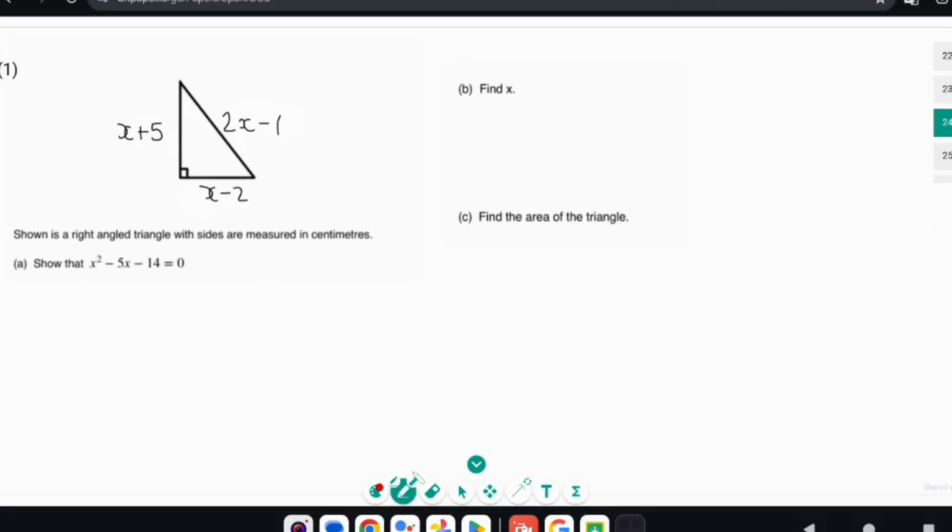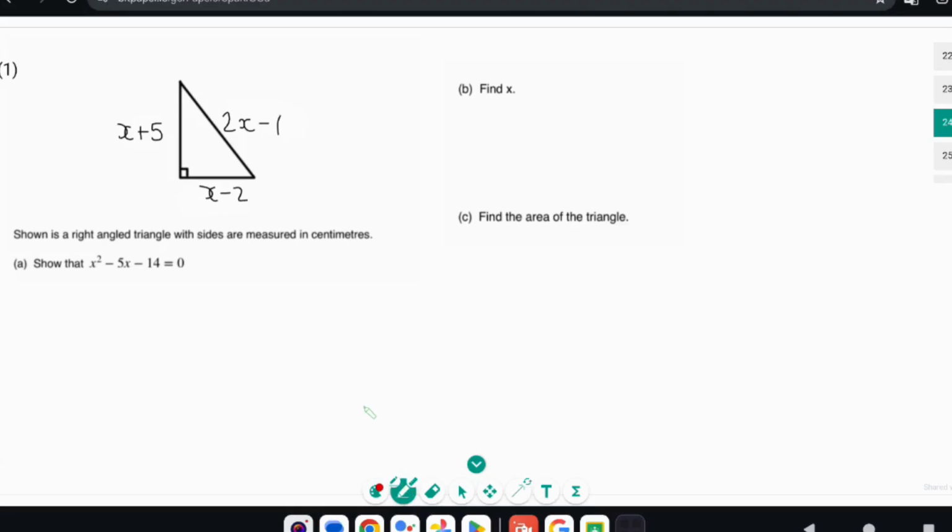Okay, so maybe have a look at this question yourself and pause when you're done. So shown is a right angle triangle with sides measured in centimetres. Show that x squared minus 5x minus 14 is equal to 0.